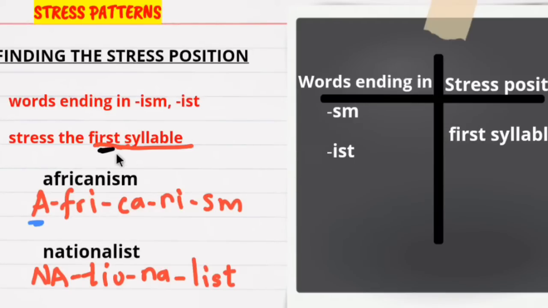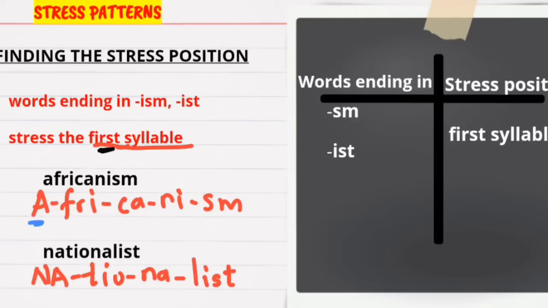The stress will be on the first syllable. So nationalist: na is the first syllable, then the rest will be in small letters. So that's the idea behind breaking words ending in SM and IST. Don't forget that there's another technique.